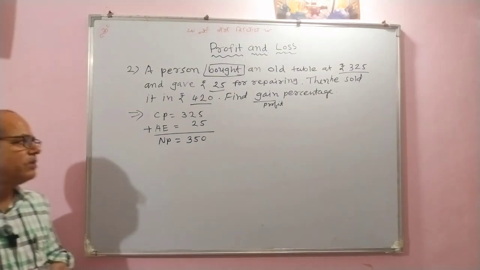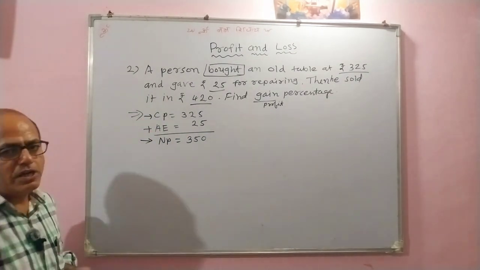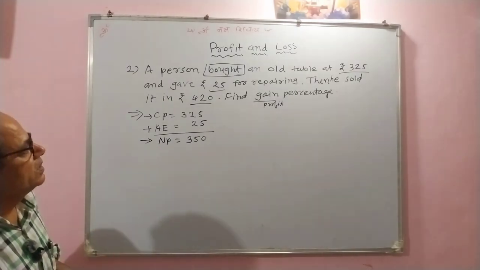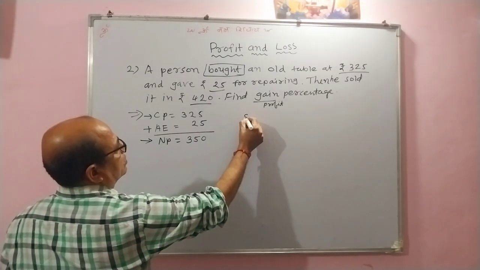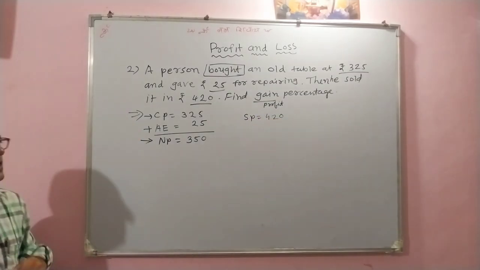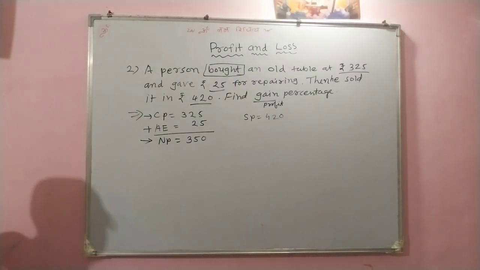CP is the purchase price, then whatever expense you have done is AE, additional expense. Both together become NP, net price. Now you have to forget CP and remember NP, net price. The whole sum will be done with the help of NP. Now here SP is also given. SP is equal to 420. Now he has asked, find out the profit percentage or gain percentage.